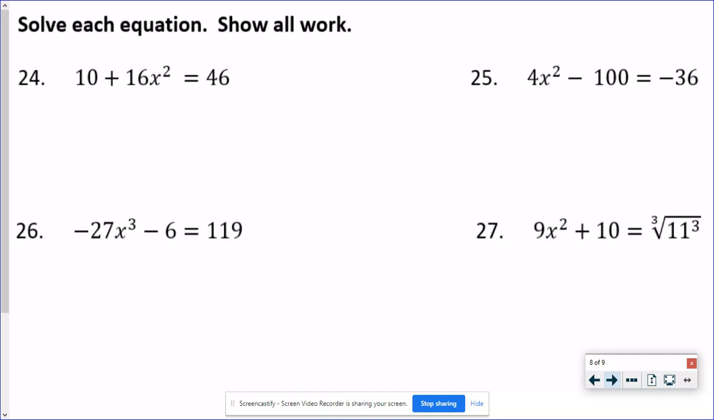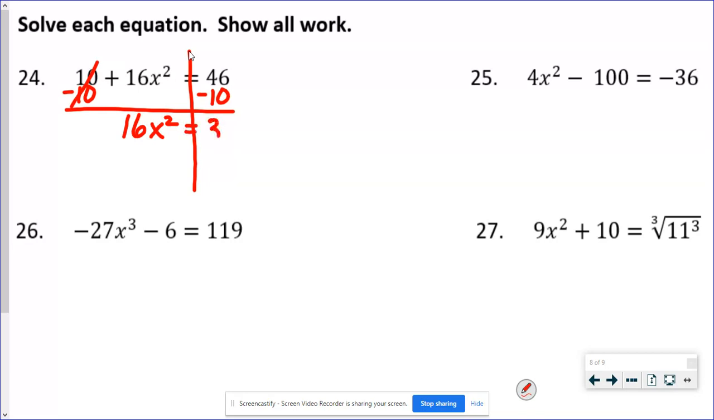So when we are solving equations, you know that you're trying to get the variable by itself. Right now, these variables are all either squared or cubed, so that'll be the very last thing that we get rid of. However, in number 24, the 16 is attached to that x squared. Leave that alone. We would get rid of the 10. So I'll have 16x squared equals 36, and then we'll divide by 16.